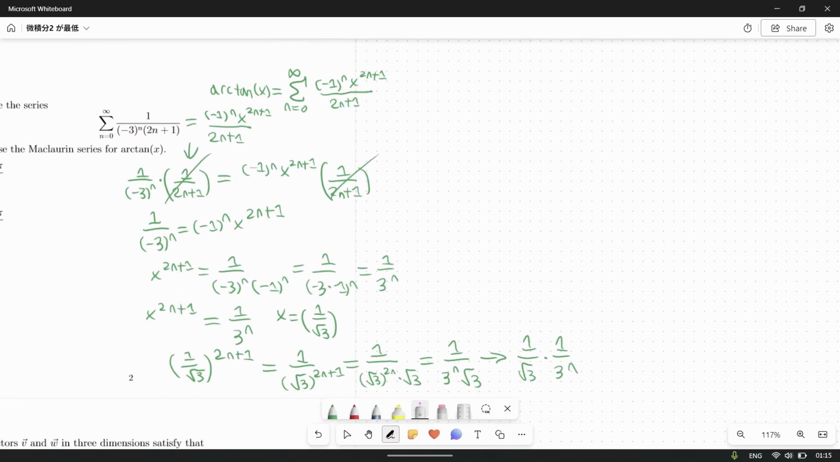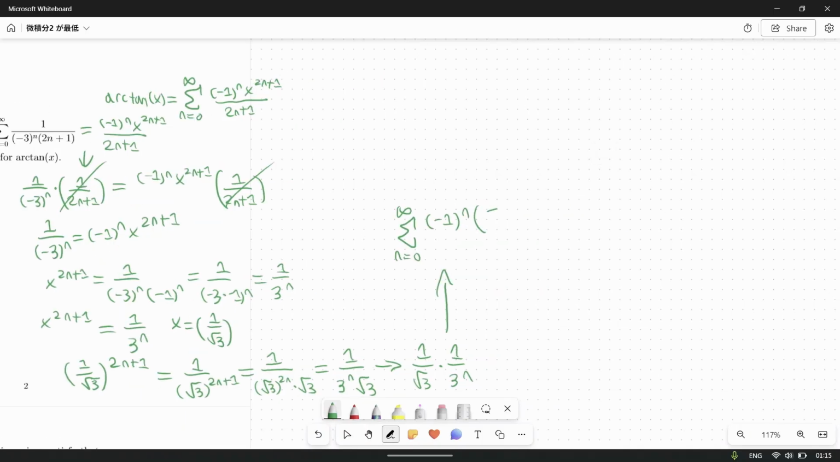And so when you do that, you should end up with an expression that looks like this infinite sum of n equals 0 to infinity of -1 to the n times 1 over the square root of 3 to the 2n plus 1 power, over 2n plus 1.